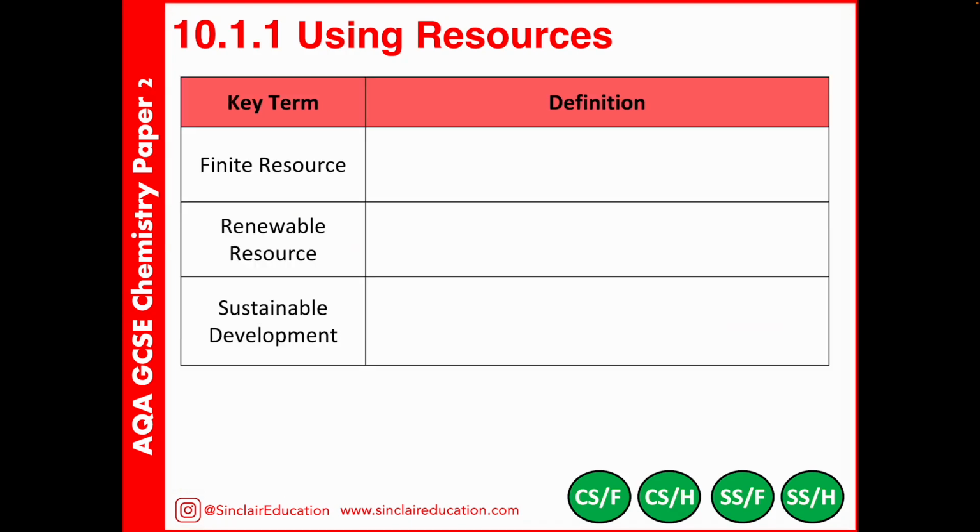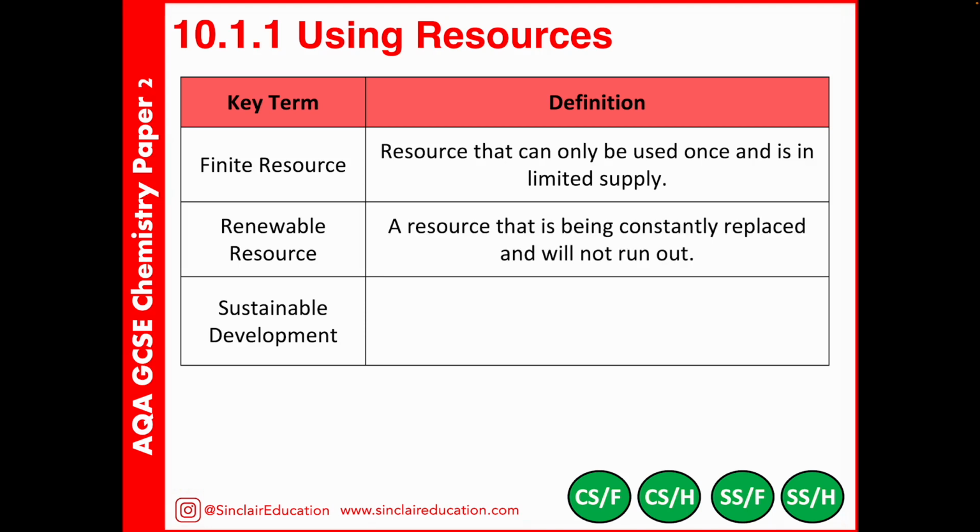When we look at using resources, there are some key words that we need to be aware of and able to use in our explanations. The first thing is that resources can be finite. Now these are resources that can only be used once and are in limited supply. So for example, we might be looking at metals here. Resources could alternatively be renewable, which means that it's constantly replaced and we're not at risk of it running out.